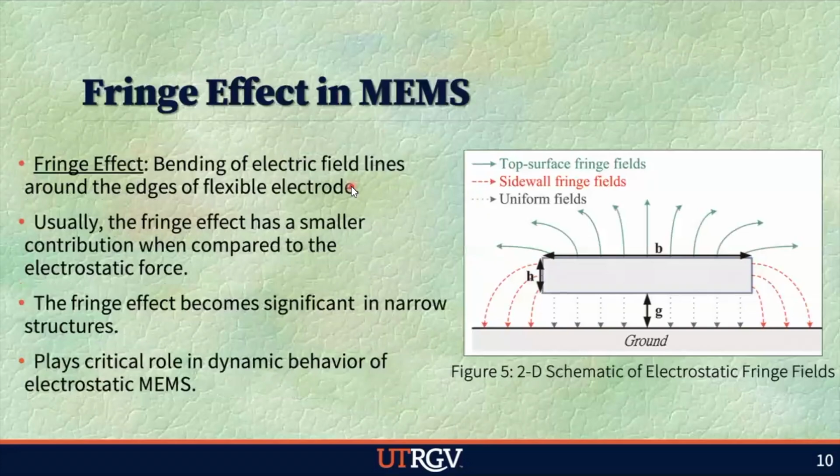The fringe effect involves the bending of electric field lines around the edges of the cantilever. Although the fringe effect has a much smaller contribution than the electrostatic force directly between the cantilever and the ground plate, it still plays a critical role in the cantilever's response.